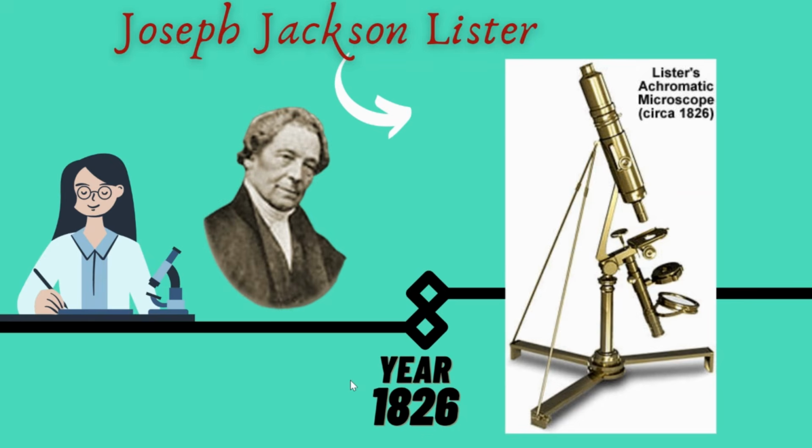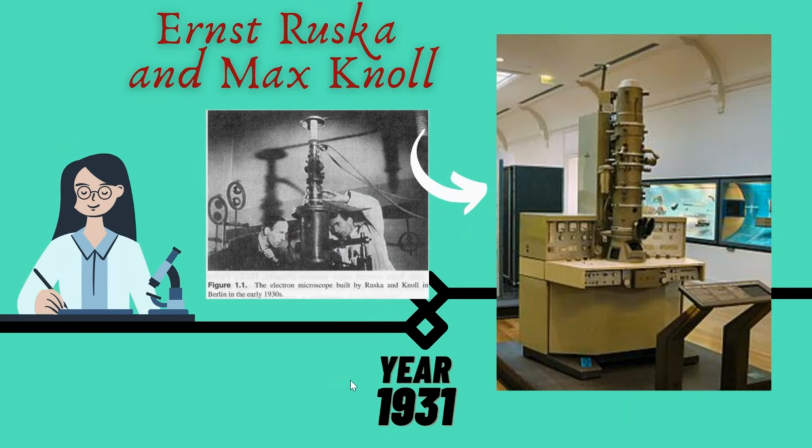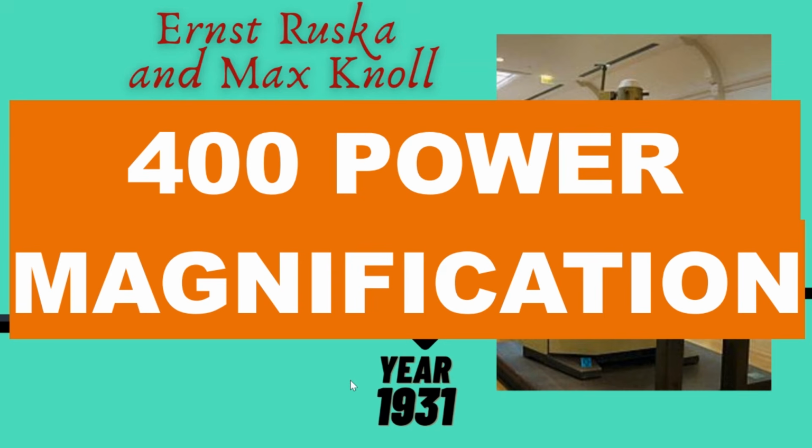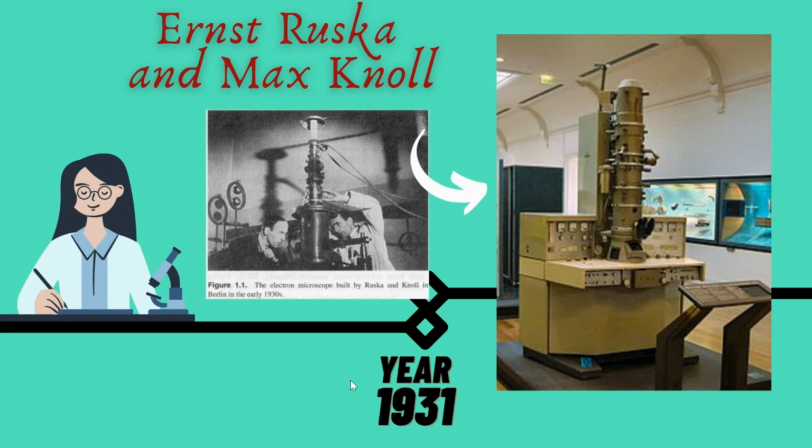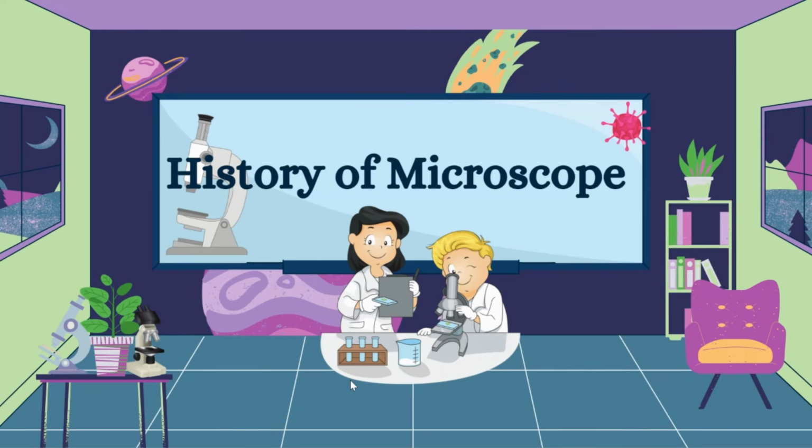And year 1931, physicist Ernst Ruska and electrical engineer Max Knoll developed the first prototype electron microscope. It's capable of 400 power magnification. That is the history of the microscope and how it was discovered.